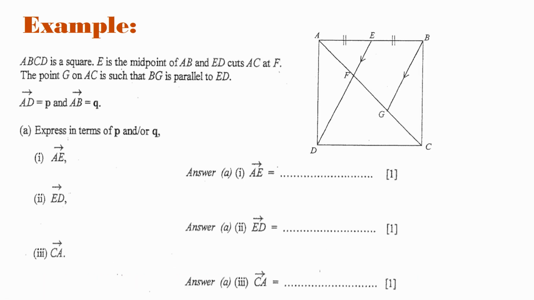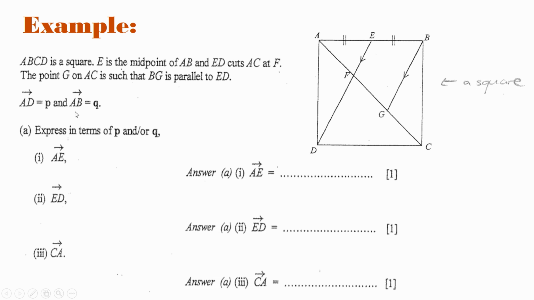ABCD is a square. So it's good to point out it's a square, if you couldn't see that. E is a midpoint of AB. And ED cuts AC at F. That's already drawn on there, good. The point G is on AC, such that BG is parallel to ED. So meaning that these two lines are parallel. That's all that means. They've also said AD equals P, and that AB equals Q.